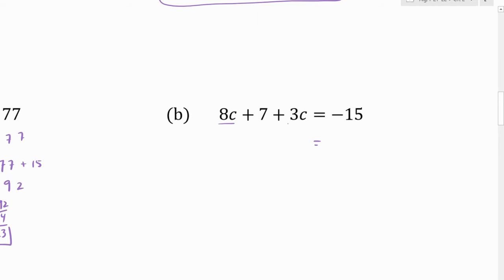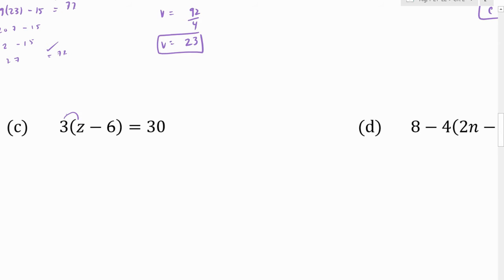Okay. Over here, same thing. Over here on the left, 8c's plus 3c's is 11c's. And then I'm going to subtract that 7 from both sides. Oops. Didn't much look like a 7. I'm going to divide both sides by 11. There's -2.